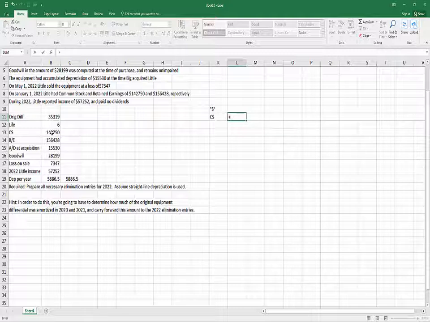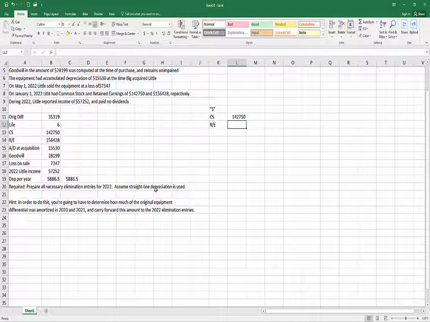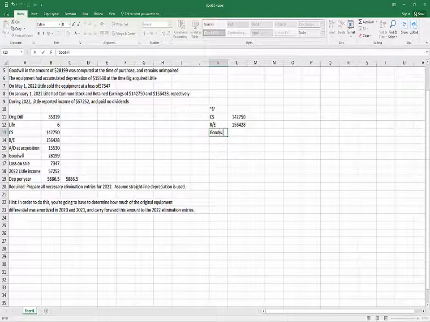Common stock at acquisition, $142,750, or sorry, common stock at the beginning of the year. Retained earnings. Goodwill is that.